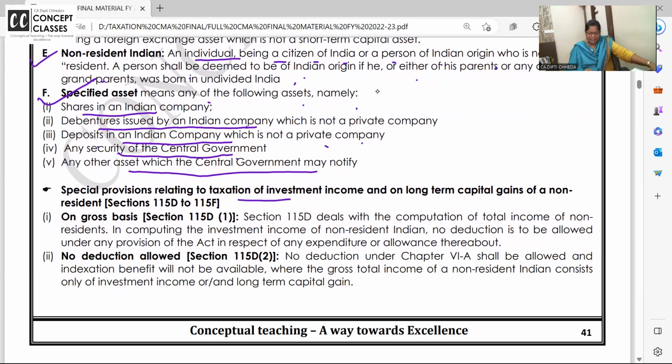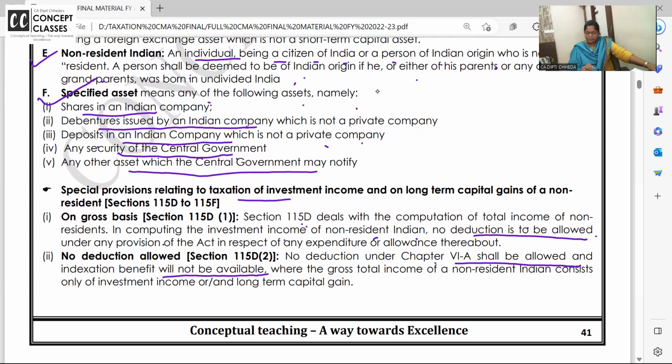Special provision for taxation. Section 115D deals with computation of total income of a non-resident in computing investment income of a non-resident. No deduction is allowed. Okay, कोई expense allowed नहीं होगा. Ma'am, you said related to dividend 20% interest on loan is allowed. You taught us. Not here. No deduction under Chapter 6A shall be allowed.